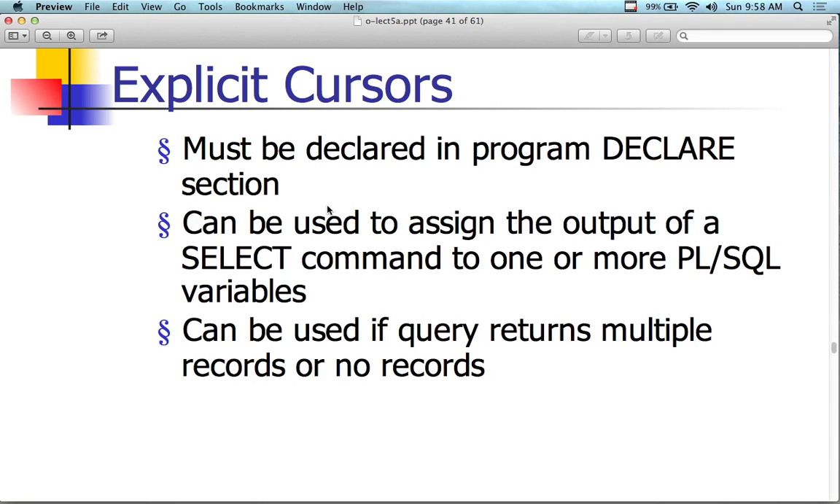The explicit cursor is made by the programmer. You're declaring it, so it must be declared in the program declare section. So at the beginning we have declare, and then we have the program statements. And then we have an end. We have a begin and an end.